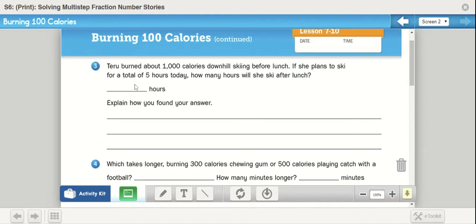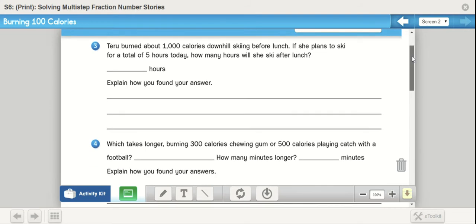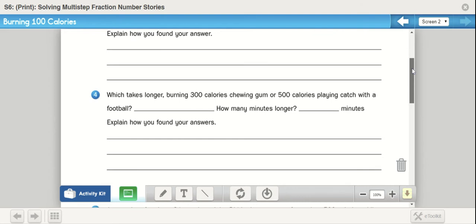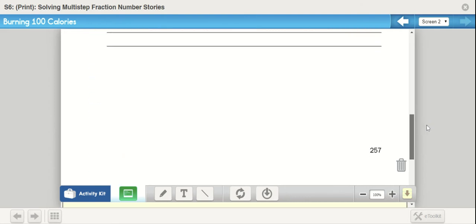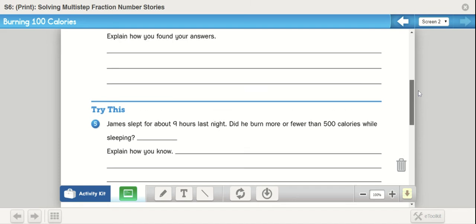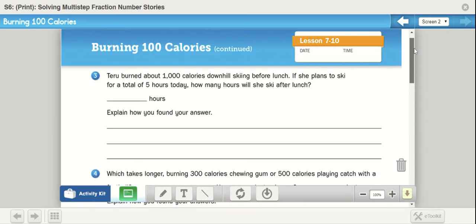So remember, the first thing you want to do is, like this girl, Taru, burned 1,000 calories skiing. So you have to figure out, okay, how many hundreds are in 1,000? 10. So I'm probably going to have to multiply by 10 to see how many hours she skied before lunch. And if she plans to ski for 5 hours, how many more hours will she need to ski? Obviously, to burn 1,000, she must not have skied 5. So you have to talk through it with yourself. Try to make those attempts to solve those last 3 problems on page 257. I have a feeling you can do them. You just have to work through them, okay? And you can always look back at the work we did to help you through that.